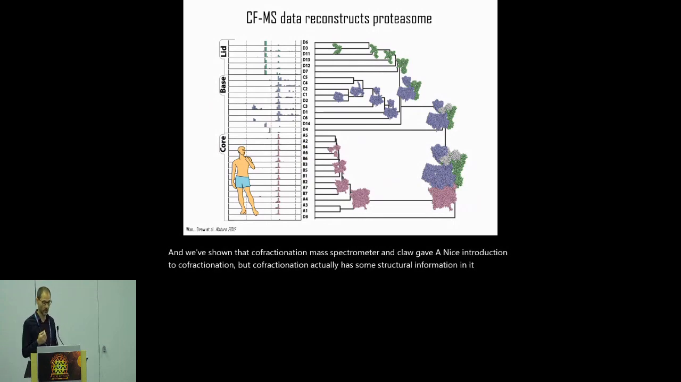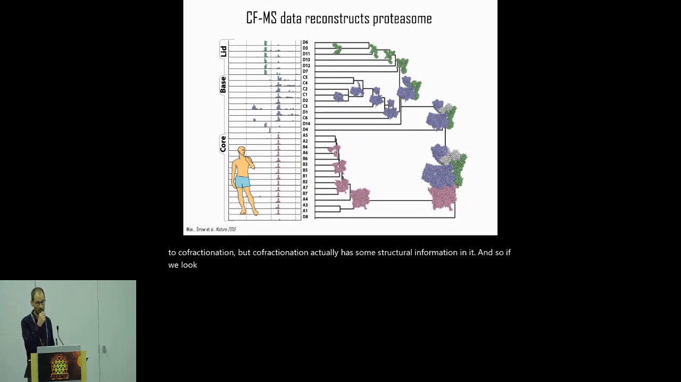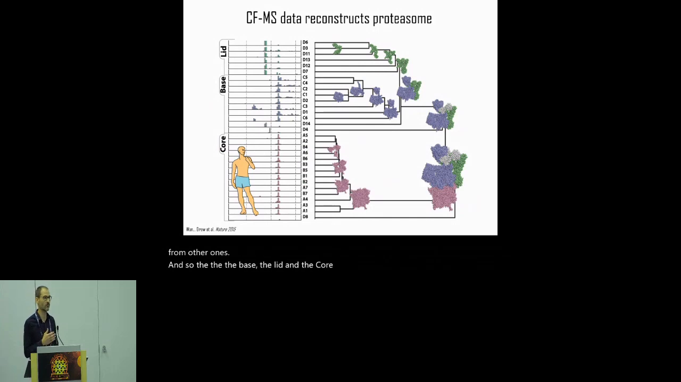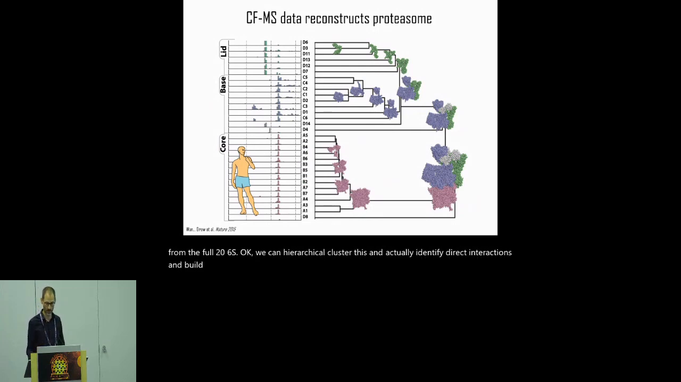And so if we look at just the subunits of the proteasome, fractionated based on ion exchange here, we see nearly all the subunits of the 26S proteasome are all coeluting, but we see the proteasome subcomplexes actually have different signatures from other ones. And so the base, the lid, and the core all essentially are fractionating separately from the full 26S. Okay, we can hierarchically cluster this and actually identify direct interactions and build up the structure of the proteasome this way.